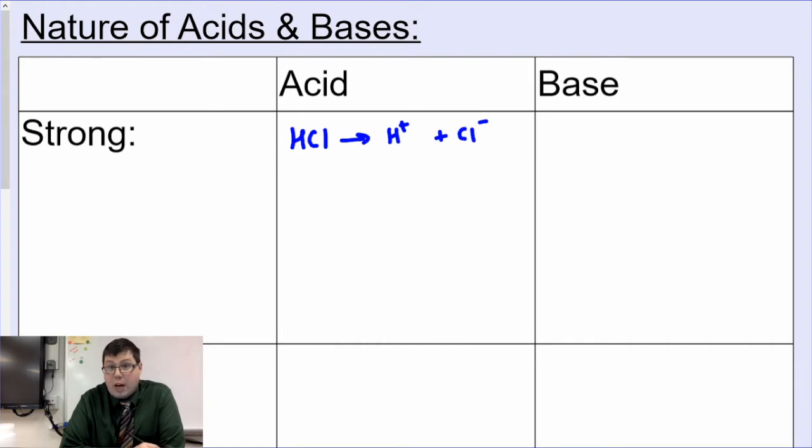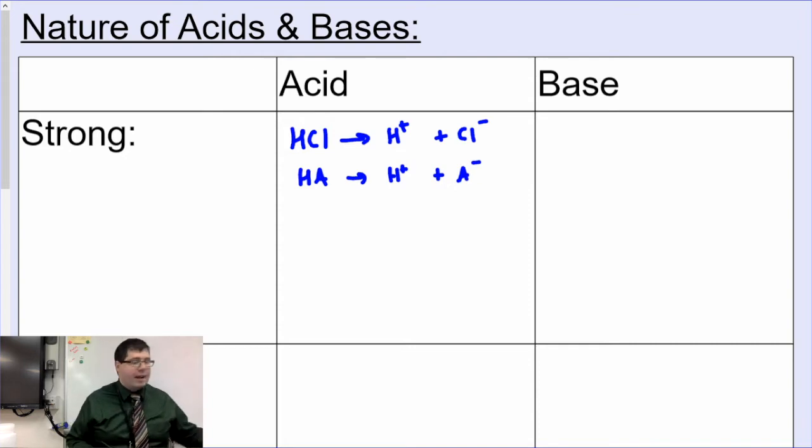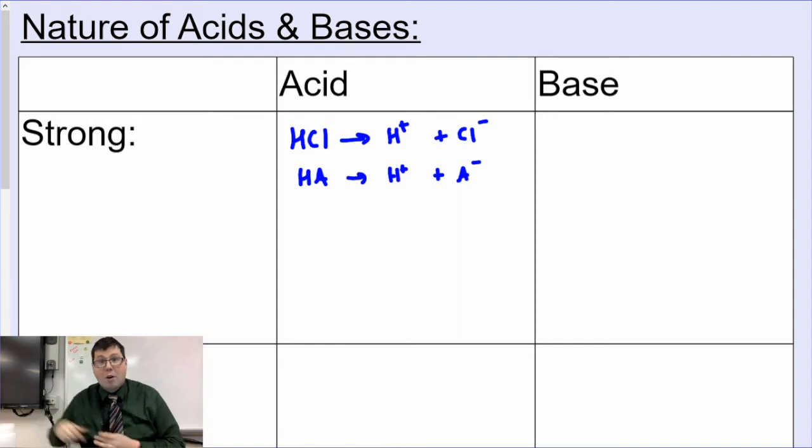Now, if we wrote this more generally, we could say that HA, where A is just any anion, is going to make H+ and A-. My anion is now actually an anion. Now, I want you to contrast that with a different acid. I also have here vinegar, acetic acid, something we've also seen before.